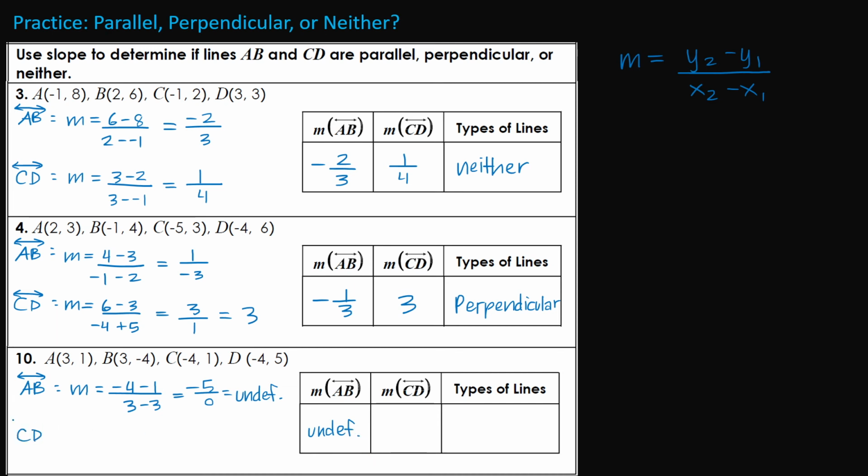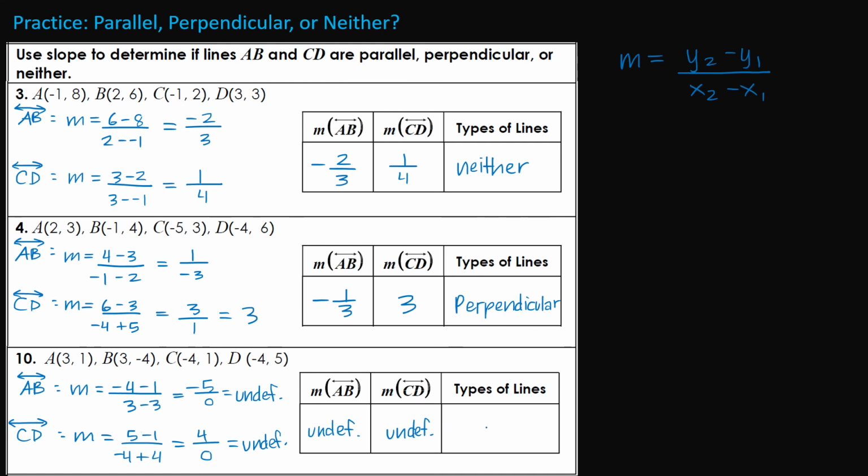Line CD. Okay, slope of line CD would be 5 minus 1 divided by negative 4 minus negative 4, or in other words, negative 4 plus 4. 5 minus 1 is 4. Negative 4 plus 4 is 0. We have yet another undefined slope. So if both of these lines have undefined slopes, that means they're both vertical lines.